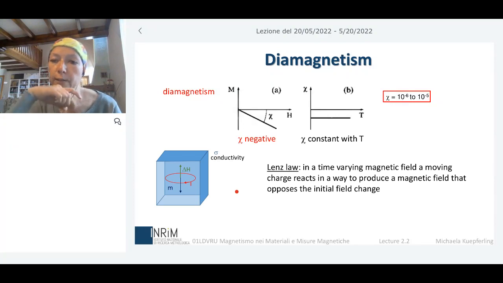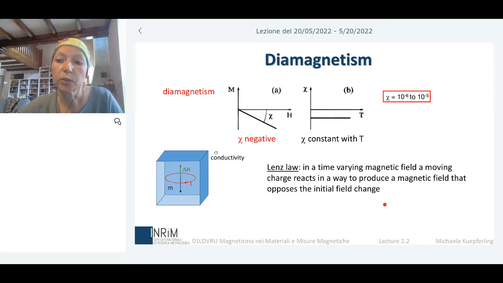And of course, if you think about a magnetization that is pointing in the opposite direction of the applied magnetic field outside, then if you studied electromagnetism, you think immediately about Lenz's law. So what does Lenz's law say? It says that in a time-varying magnetic field, a moving charge reacts in some way so that it will produce a magnetic field that opposes the initial field change.